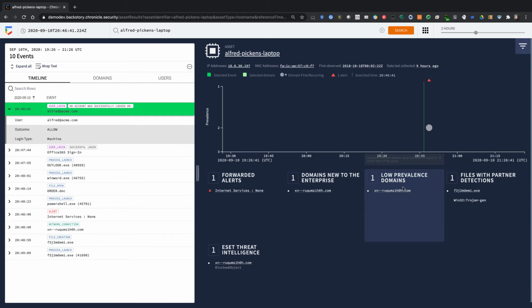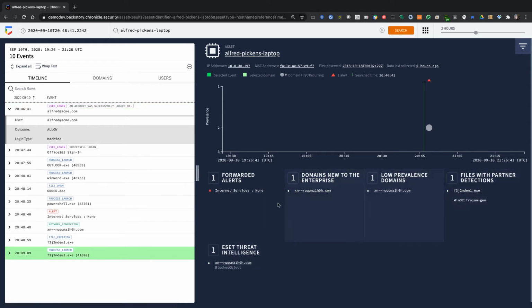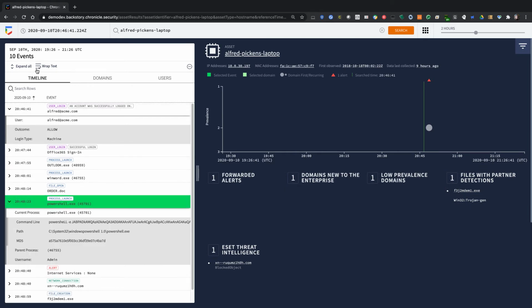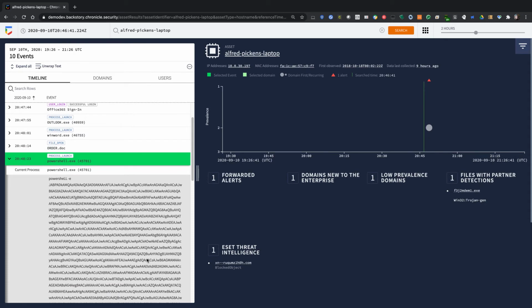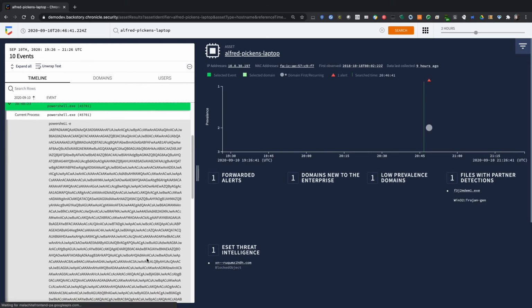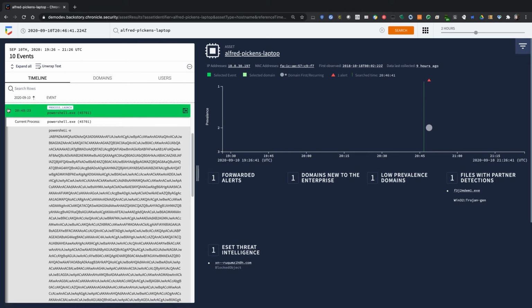And Chronicle will also call out things that we consider weird, like this domain is low prevalence. That means it's rare. Powerful indicator to use for detection. This domain is also new to the enterprise. That's also interesting. There's a file detected through one of our partners. Also interesting. Not to mention this PowerShell here is really something you should not be getting used to seeing. This probably gives you the idea that it's not so hard to see patterns of weird or patterns of bad.